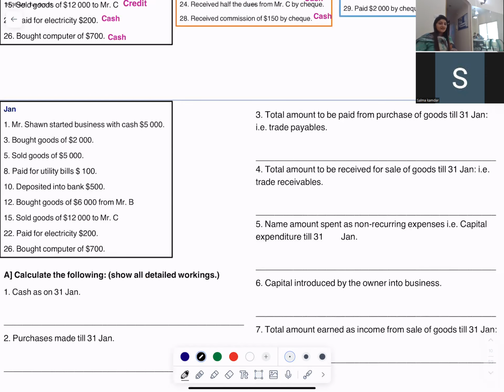So there are some transactions over here. You will tell me whether it is a cash transaction or a credit transaction. You write over here and tell me whether it is a cash transaction or credit transaction. It's a cash transaction. Read the transaction.